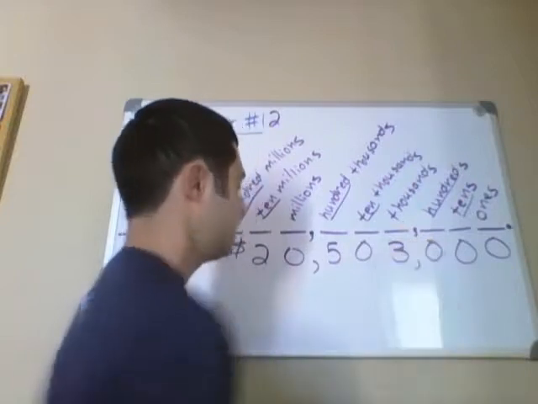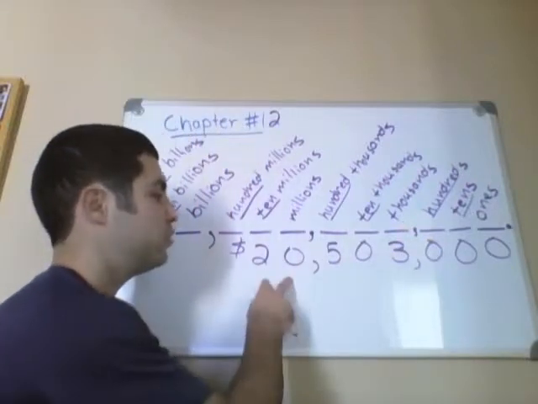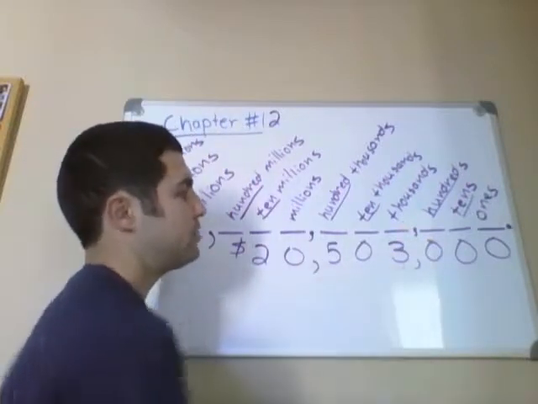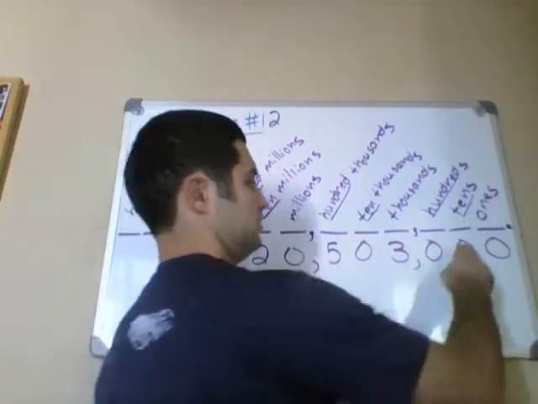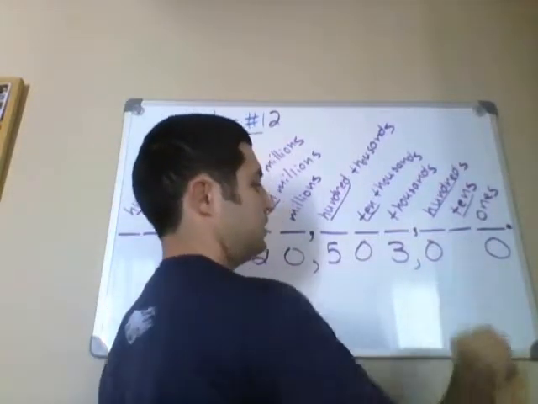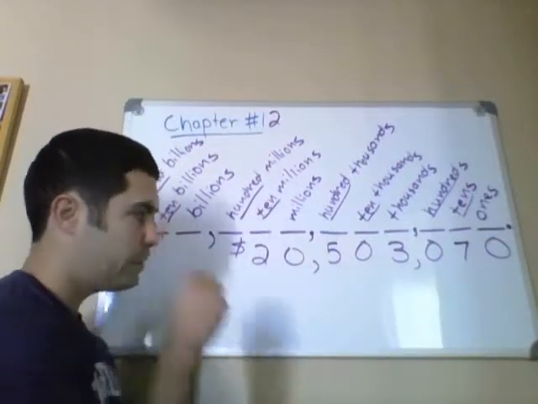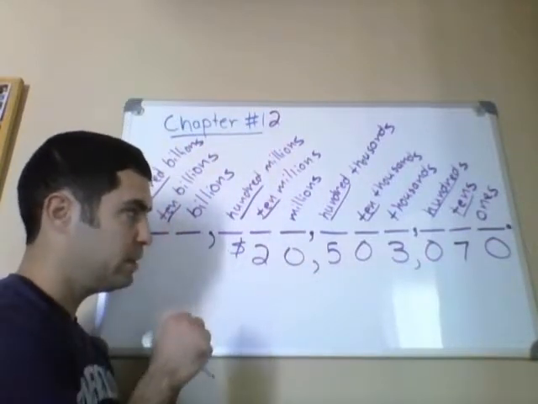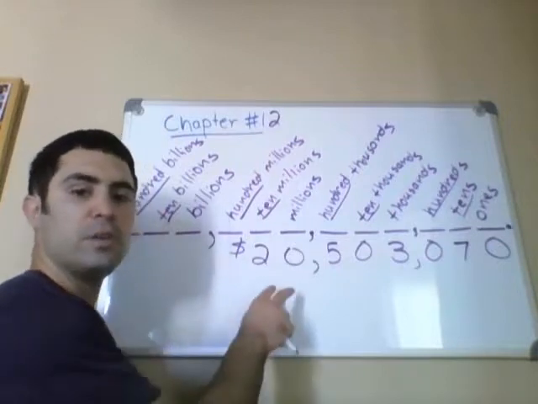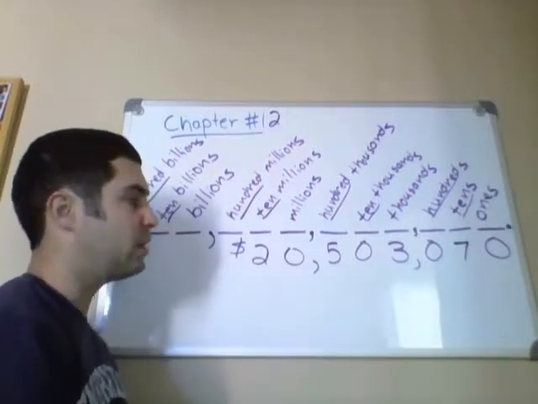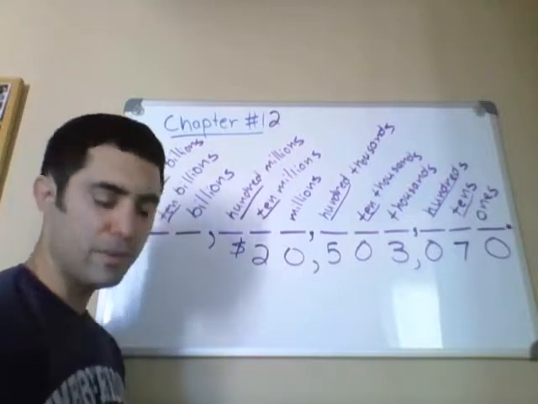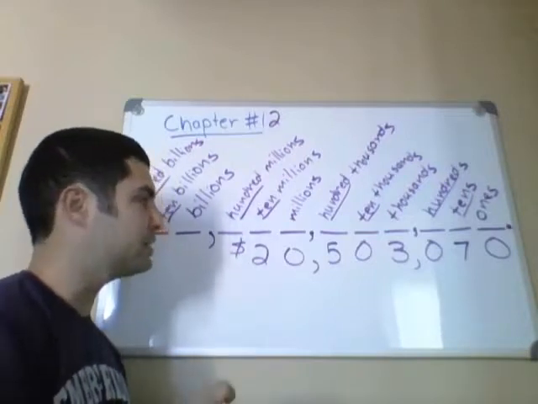What if I put a 3 here? How would this read? This would be $20,503,000. What if I put a 7 here? $20,503,070. So the best way to learn this is just kind of by demonstrating and then practicing.